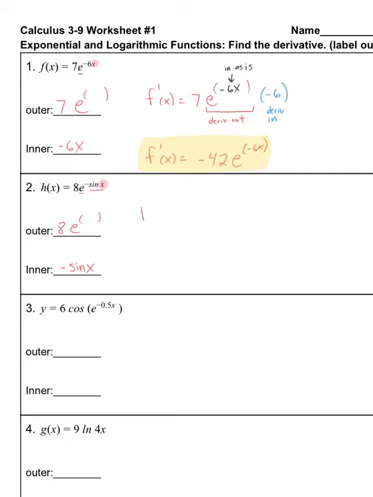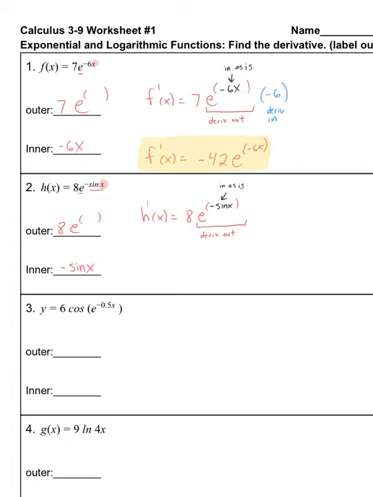So h prime of x, 8 comes along for the ride. The derivative of the outer, e to something, is e to something. So that is our derivative of the outer function, first step of the chain rule. Second step, we take that inner function as is and we plug it in inside that blank set of parentheses. So there is our second step, the inner function as is.